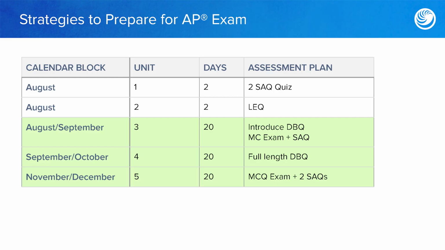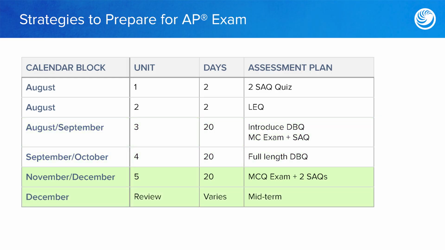In Unit 3, we can introduce DBQ practice using the French and Indian War. Unit 4 will feature the first full-length DBQ, and Unit 5 will wrap up with an MCQ exam and 2 SAQs. The last few days in December will be a catch-up and skill review buffer, so we're protected against calendar interruptions like fall break, Thanksgiving week, and the reality that kids are crazy in December.